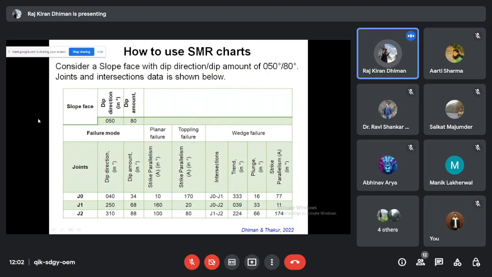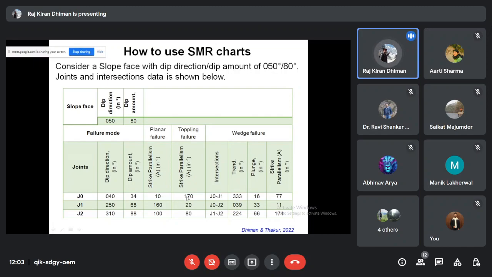First, you go to the field and take the slope face data, that is dip direction and dip amount. And you take the joints data. Let's say you have J0, J1 and J2, three joints present. You will collect the dip direction and the dip amount. Then in the field itself, you can calculate the strike parallelism between your joint and the slope face. In this case, the slope is dip directing at 050, which means 50 degrees from the north. And the joint is at 40 degrees, so there will be an angle of 10 degrees. So strike parallelism is 10 degrees.